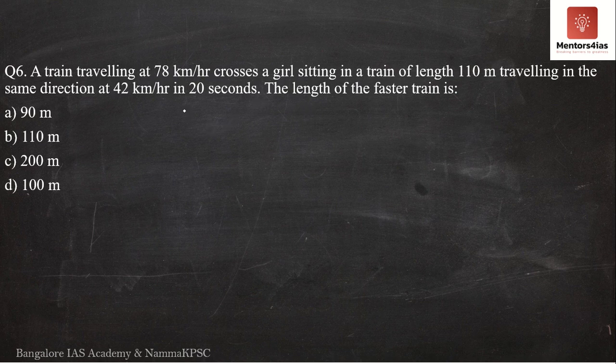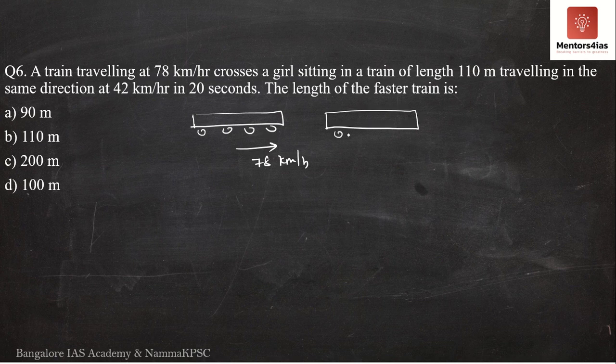So what the question is saying is that a train is now traveling at 78 kilometers per hour. This train crosses a girl sitting in another train of length 110 meters, which is also traveling in the same direction at a speed of 42 kilometers per hour. And this train crosses the girl sitting inside this train in 20 seconds. Therefore, what is the length of this train?